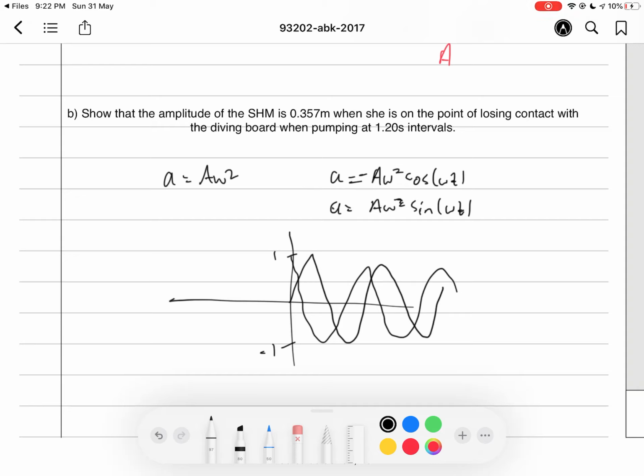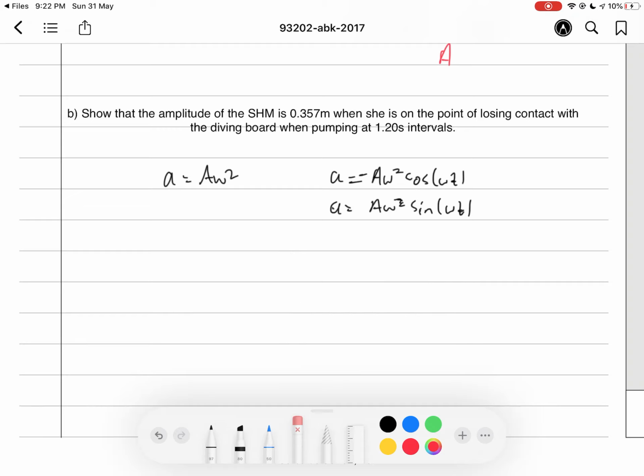Because at this maximum, cos omega t and sine omega t is equal to 1, 1 times anything is just that anything. So negative A omega squared times 1 is still negative A omega squared. That's why we say that our maximum acceleration equals amplitude times omega squared. So all we need to do here is plug in 9.8. That's our maximum acceleration that we cannot go over, and that is equal to our amplitude, which we do not know, times omega squared.